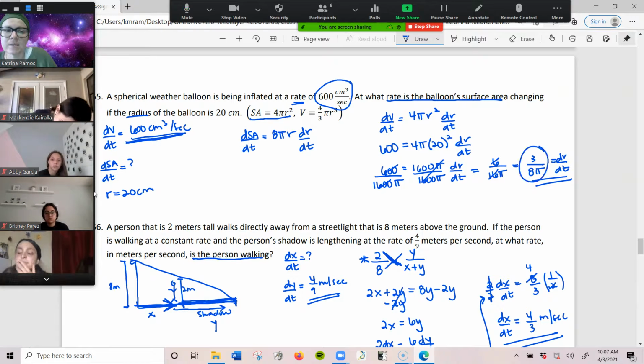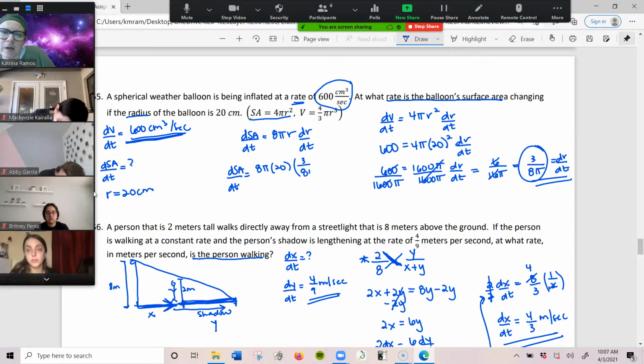Now I take this and I plug it in for dr dt, and I also can plug in my radius. Because remember, I'm solving for the rate of the surface area, which is going to be here 8 pi times the radius, which is 20, times dr dt, which is 3 over 8 pi. The 8 pi's will cancel, and we're left with 20 times 3, which is 60. Our units, this is surface area, so that would be centimeters squared per second.